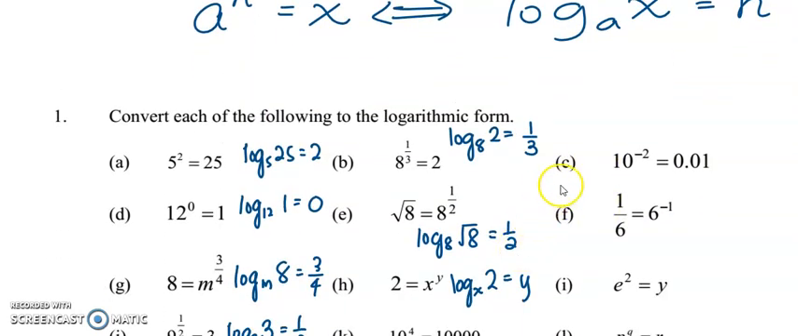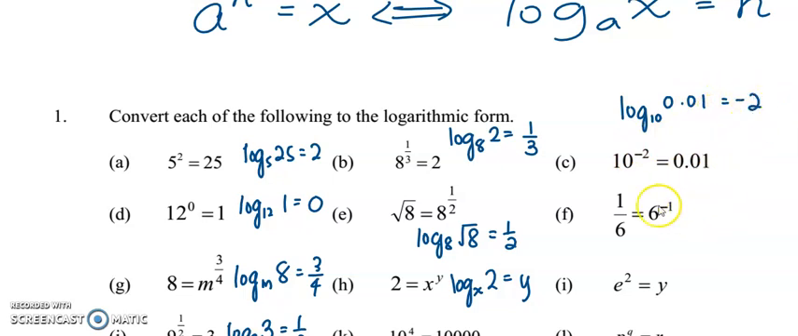Followed by the next question. 10 power of negative 2 equals to 0.01. So the one with the index form is this one. Take the base of the index, that is 10, put it here, and then 0.01 equals to the power of the index, that is negative 2.